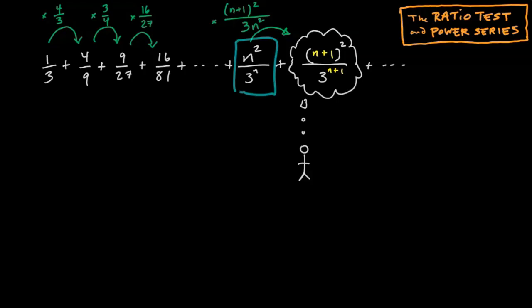And if we multiply n squared over 3n by what I have up here in green, we will in fact get to our next term. So this is our multiplier. Thinking like that takes a little bit of practice, but you'll pick it up quickly.